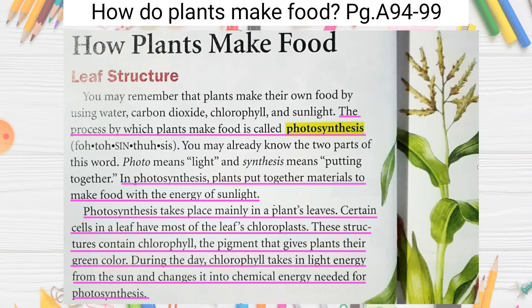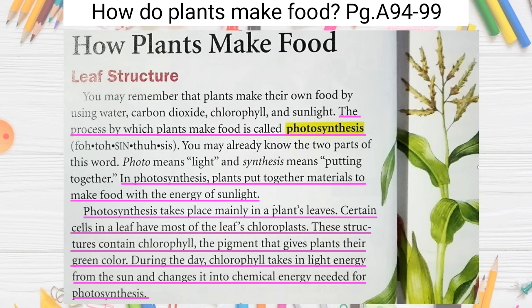Today we're going to see how do plants make food. Page 94 to 99. Let's understand. Read with me the part that is underlined with pink.